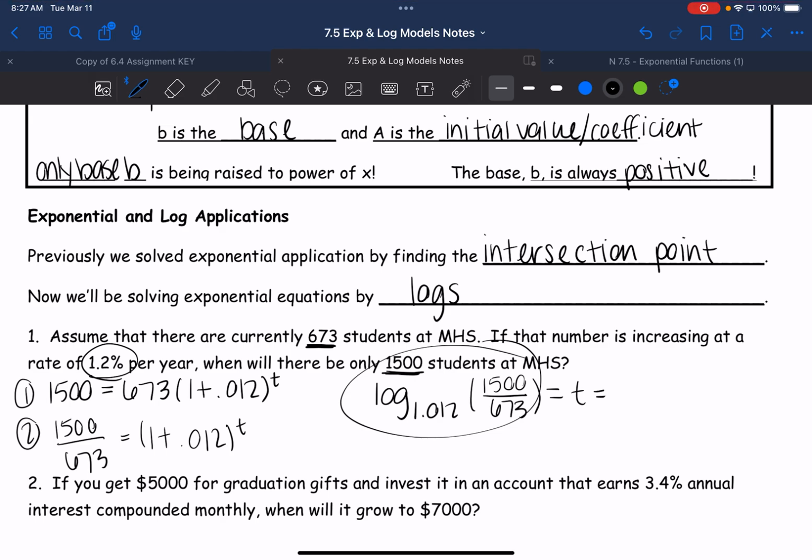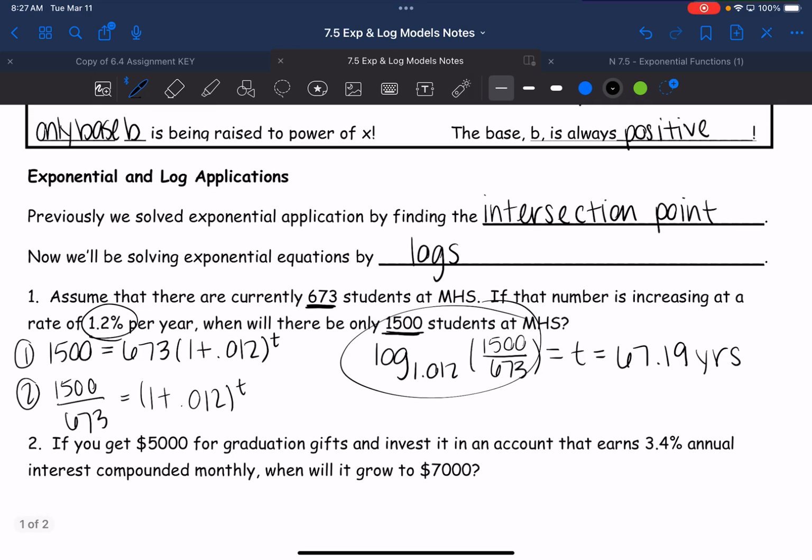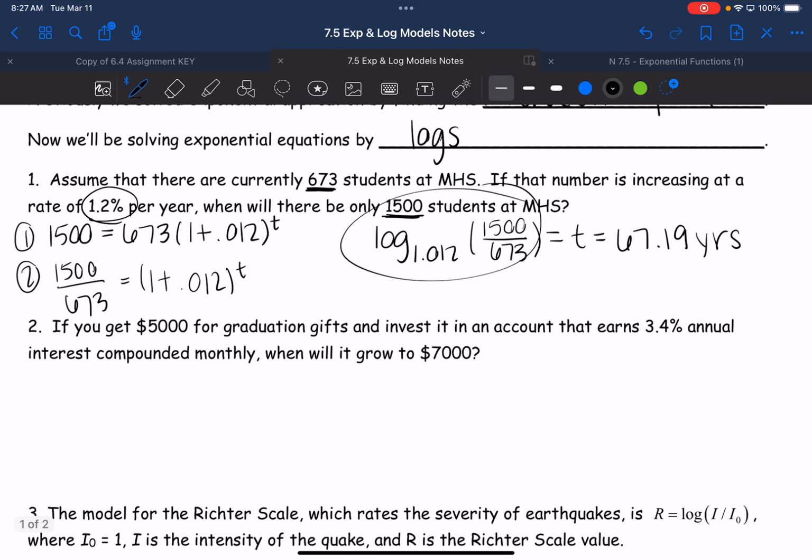So what do we get for t when we type that in our calculator? 67. All right. So it would take 67.19 years for that to happen. Not accurate. Okay. So let's try that again.